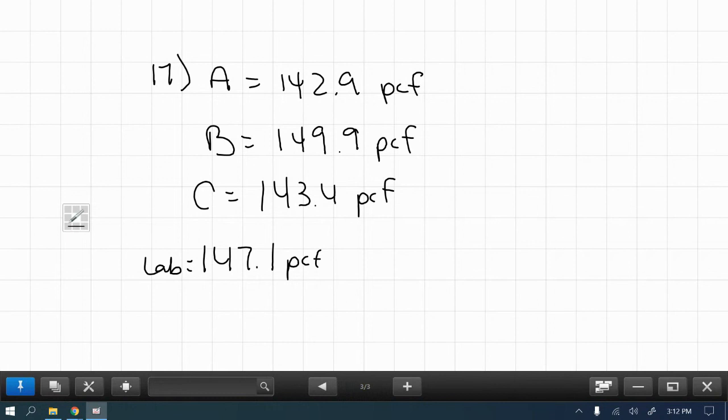All right, so last one. Determine the percentage of compaction for each of these. So we're going to have 3 different compactions. So this is easy. So A would be 142.9. I should have given y'all this problem. It's probably in the grade book.